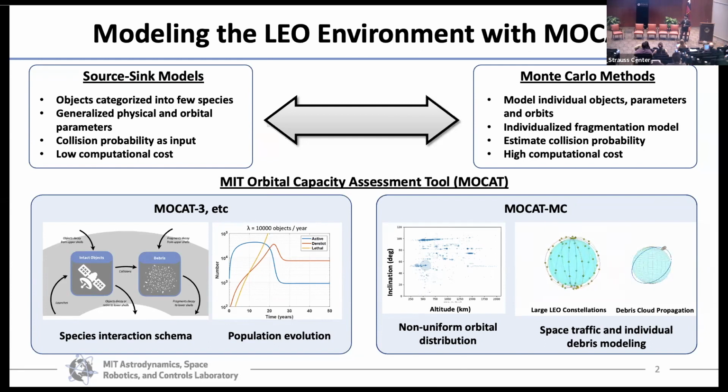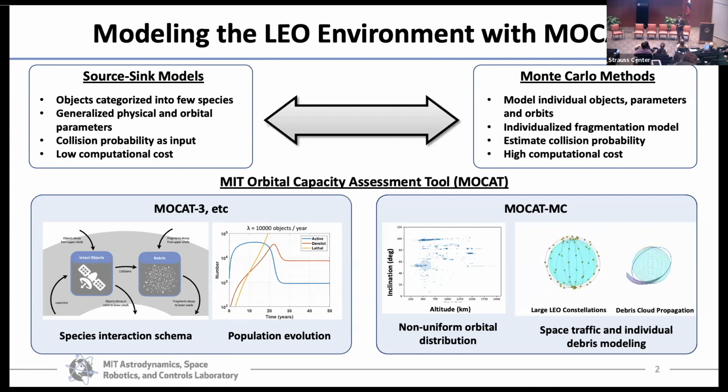So looking at the modeling of the LEO environment and looking at the evolution of the population, there's many things that we can consider, but there are two large ways to try to attack this problem. One, we call source sink models, or source sink evolutionary model, SSEM. And on the right, you can see the Monte Carlo methods, the MC methods.